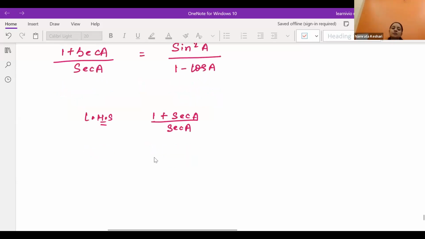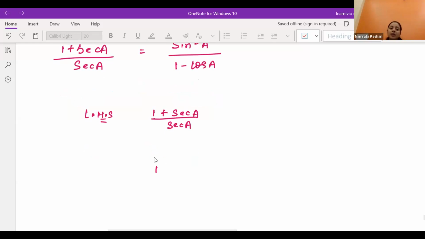Okay, let's do it. 1 plus 1 by cos A over just 1 by cos A. Now in the numerator, simplification is possible and we will do so. Okay. What will be the LCM for the numerator part?